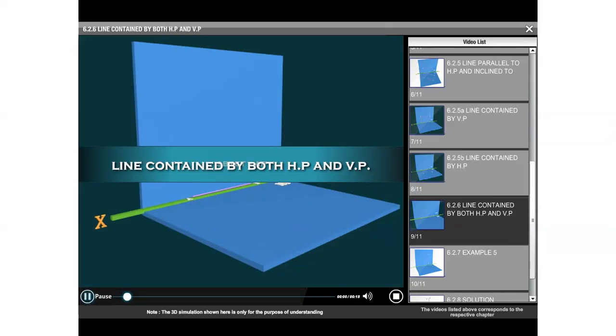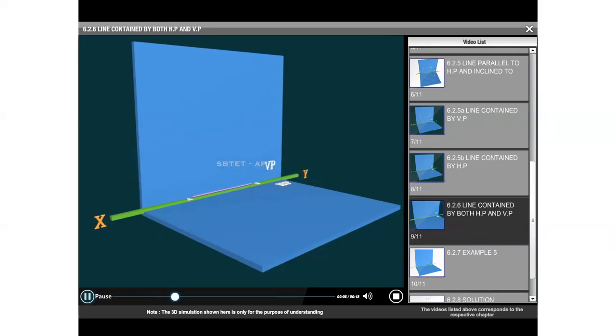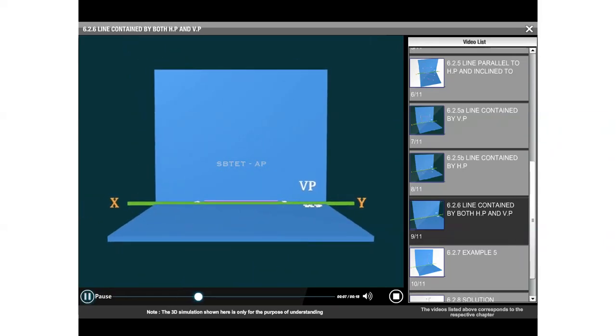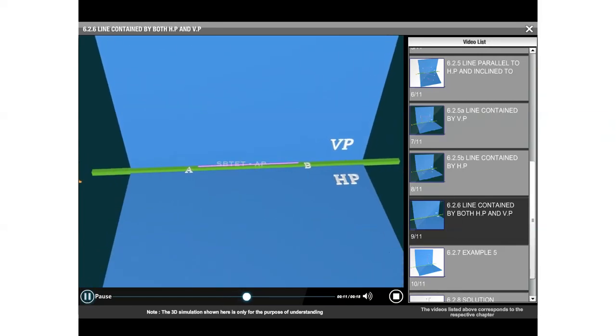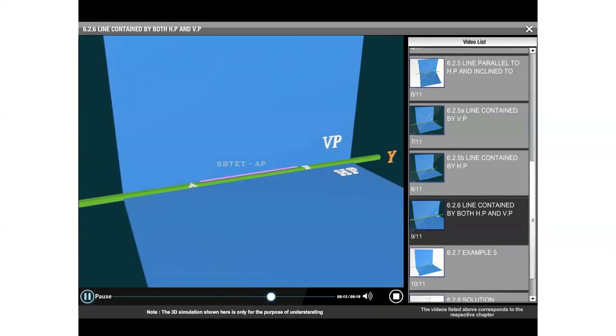Line contained by both HP and VP. In this, we will see how the projections of a line will be when it is contained by both HP and VP. In this, both the front view and top view will lie on the XY line.